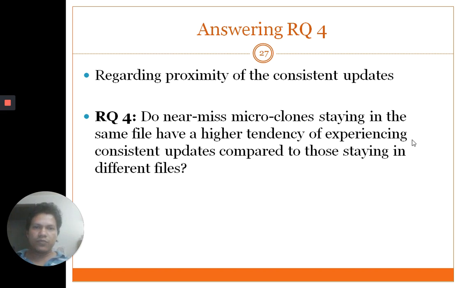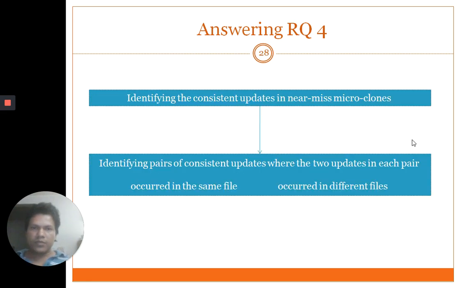We finally answer our fourth research question, which is regarding the proximity of the consistent updates in near-miss microclones. So the question is, do near-miss microclones staying in the same file have a higher tendency of experiencing consistent updates compared to those staying in different files? For answering RQ4, we first identify the consistent updates in near-miss microclones, and then we categorize these updates into two categories. In the first category, we select those consistent update pairs where the two updates in each pair occur in the same file. And in the second category, we consider those consistent update pairs where the two updates in each pair occurred in two different files.